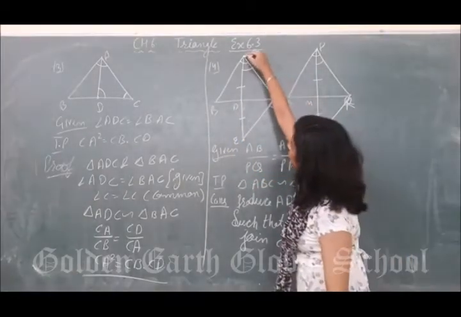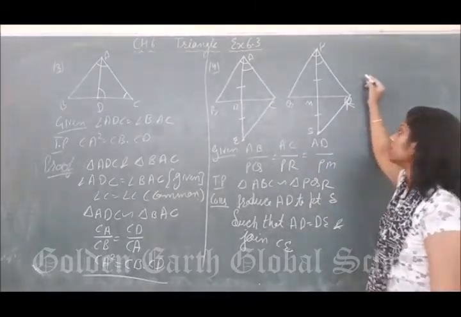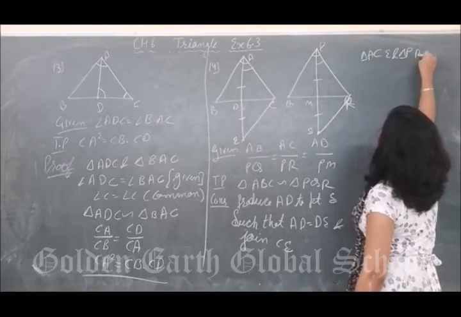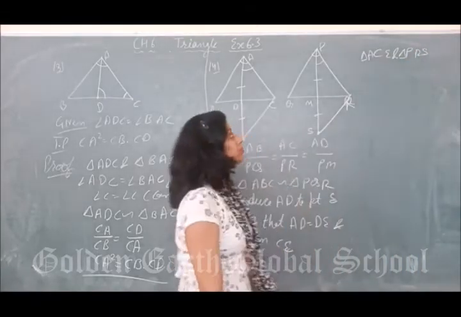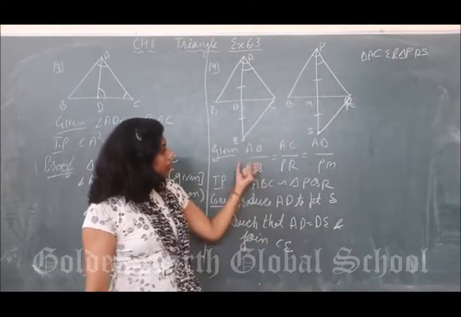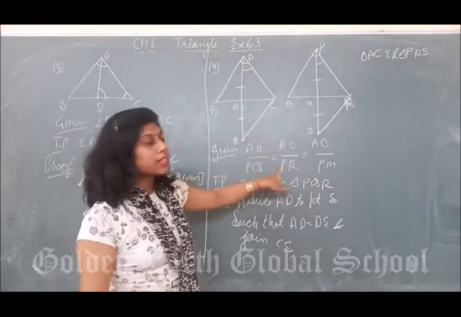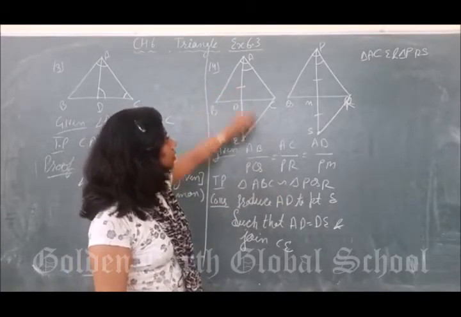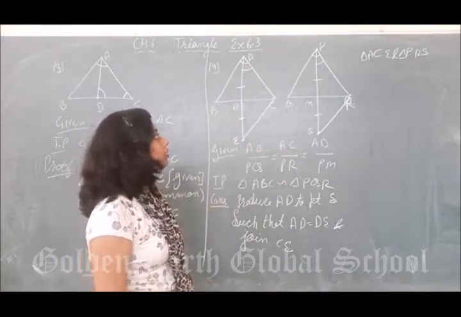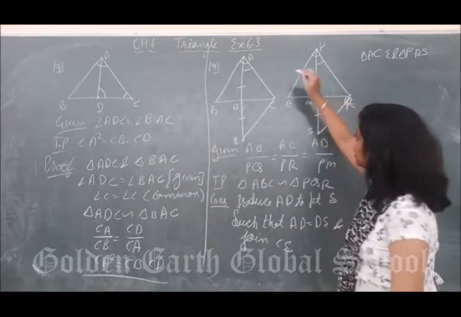So we need triangle ACE and triangle PRS to be similar. How to prove these triangles are similar? AC upon PR, this is given, yes. Again, we need one more side and one angle. So, first of all, we will consider these two triangles.